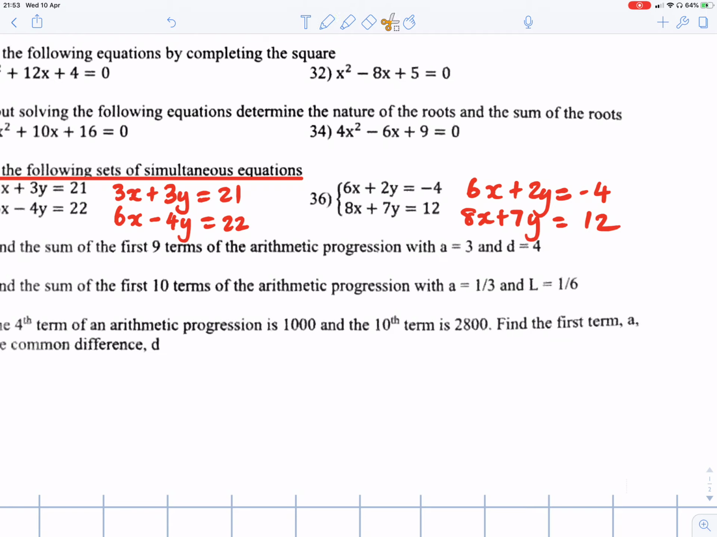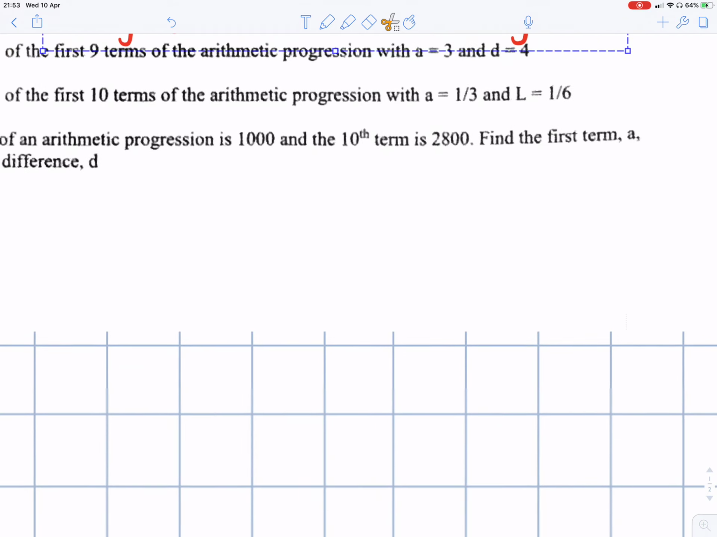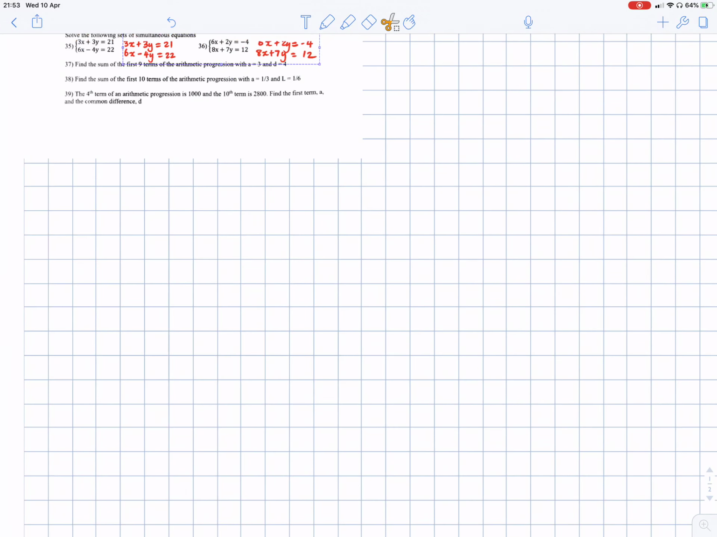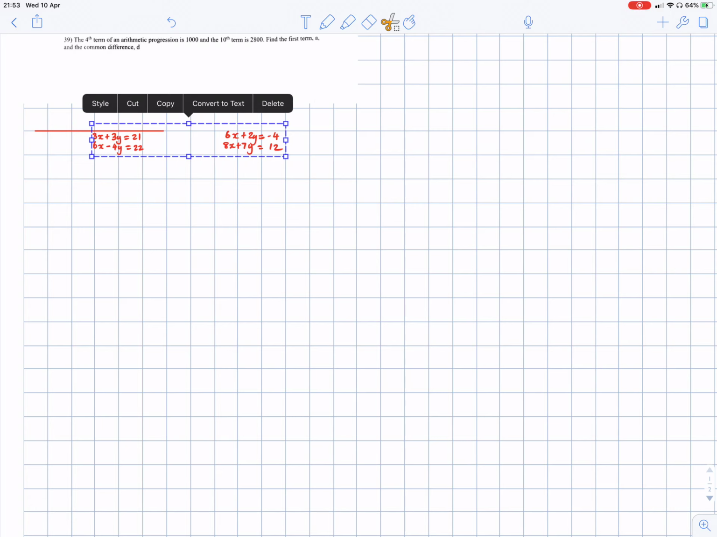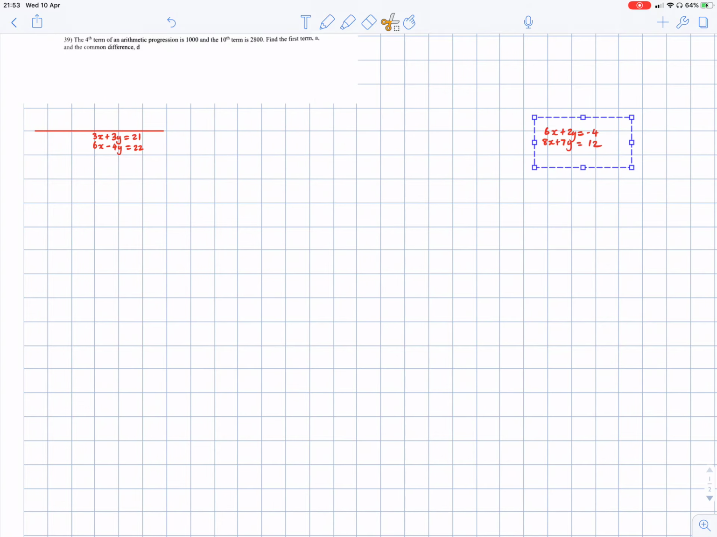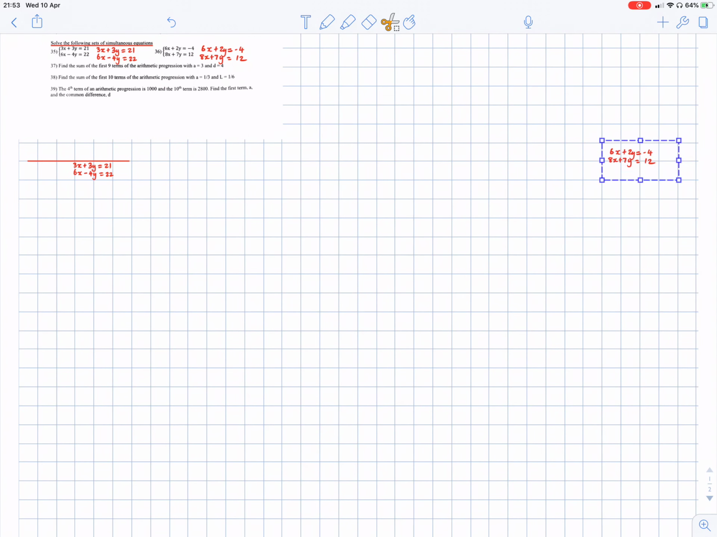And I'm going to copy these two sets of equations, and I'm going to paste them right here. Paste that here, and then I'm going to take this one and push it to the side. In fact, I'm going to put it right there.